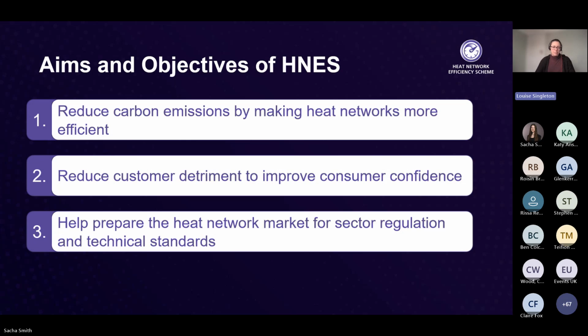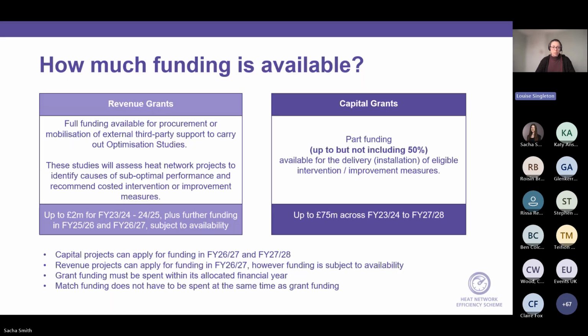If we move to the next slide. We have two types of funding: revenue funding and capital funding. Revenue funding is for organizations that know their heat network isn't operating very well. They know they have multiple issues, but they don't know necessarily why they have those issues or what the right measures are to address those issues.